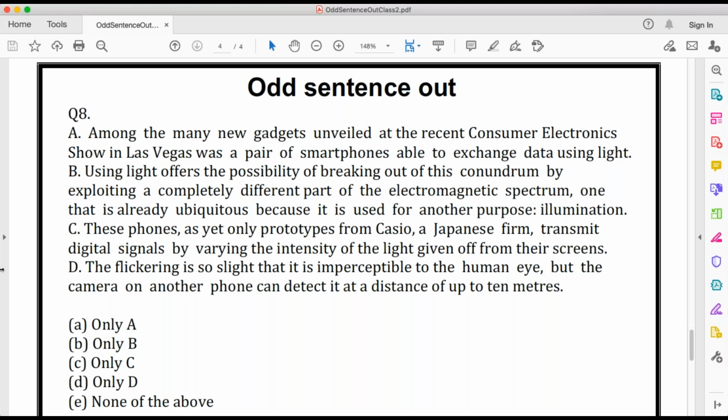The only sentence which is not talking about a phone or its camera is sentence number B. Every other sentence is talking about the smartphone. My odd sentence out is sentence number B. Is it clear to everyone? Is it clear that every sentence except B is talking about smartphones?